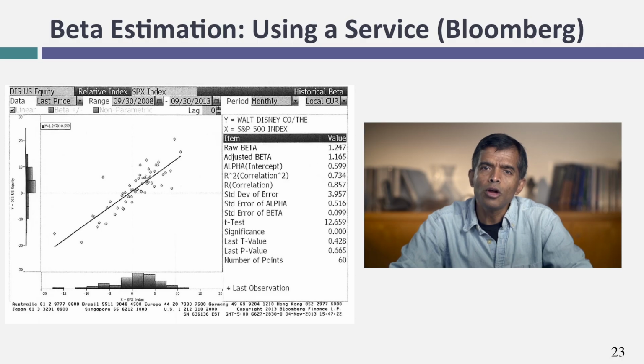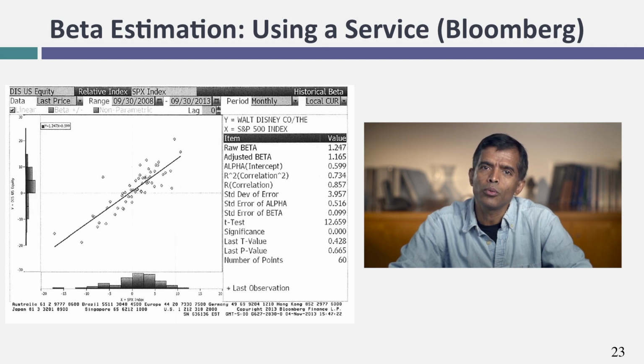Now, there are services that allow you to look up betas. One of my favorites is Bloomberg. You won't find it online, but if you have access to a Bloomberg terminal, you can print the beta page off for a company. And I did for Disney using the same 5-year period that I ran the regression using the raw data. And the output I got was fairly similar. In fact, the beta I got was 1.25. The R squared was about 0.73. The standard error was 0.10.